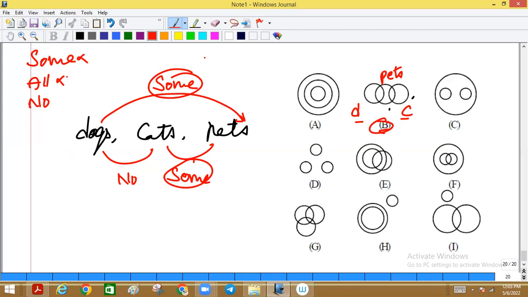And remember one more thing: this some, all and no concept is applicable for living entities only. Don't apply it for non-living things. Okay?